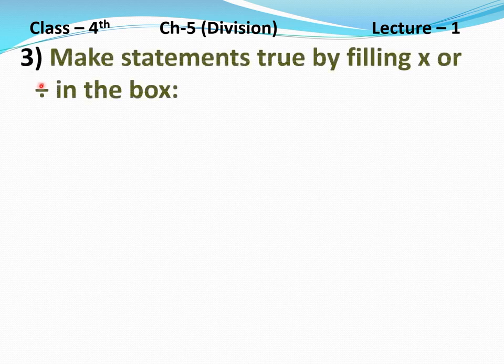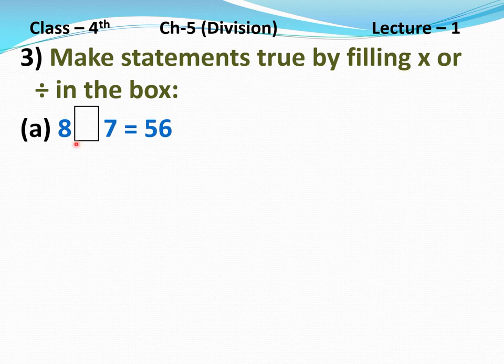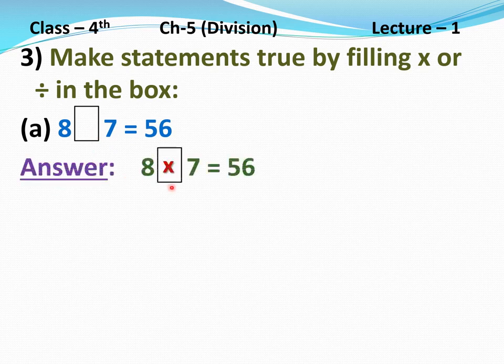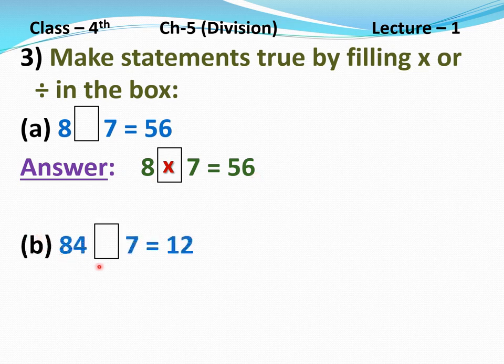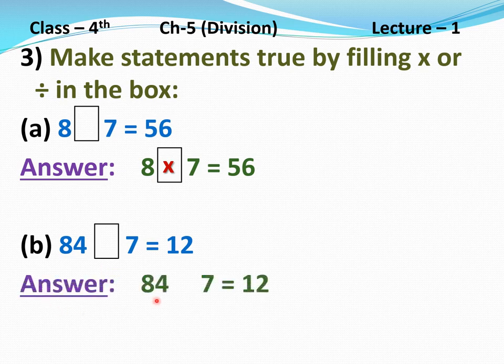Now question number 3. Make statements true by filling multiply or divide in the box. These are the signs multiply or divide. A part. 8 dash 7 equal to 56. So we will fill multiply sign here. Okay. So write down answer. 8 multiply 7 equal to 56. Clear? Now B part. 84 dash 7 equal to 12. So we will fill by division sign. Okay. So write down answer. 84 divide 7 equal to 12. Clear?